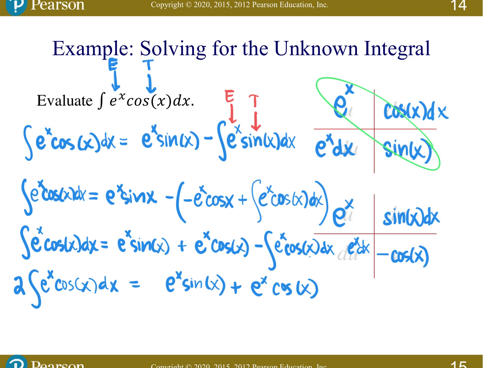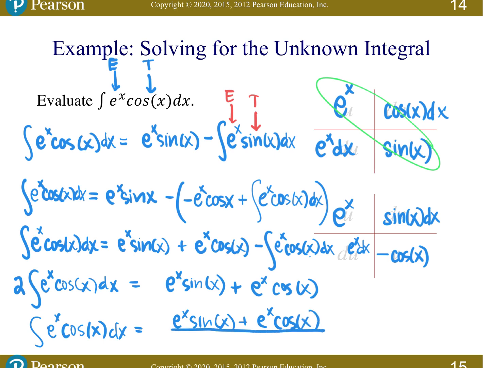Well, if two of those integrals are equal to that, then I only need to know what one of them is equal to. So we divide by 2. So the integral of e to the x cosine of x dx must be equal to e to the x sine of x plus e to the x cosine of x, the whole thing divided by 2, and of course we have to remember, since this is an antiderivative after all, that it has a plus C on the end.